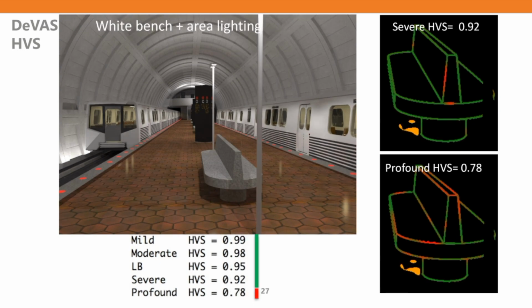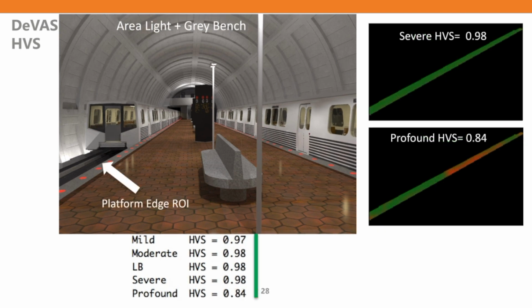Let's now use a white bench and lighting, and all the way down to severe vision, we've got a passable visual score. This is a metric. You can write code if you have a metric. There's something to comply with.